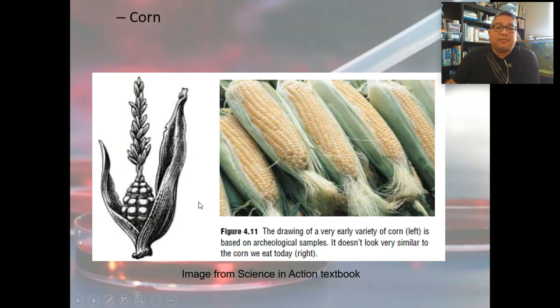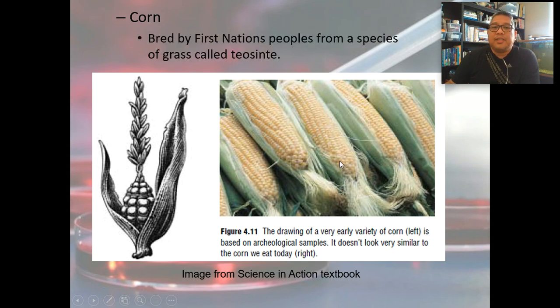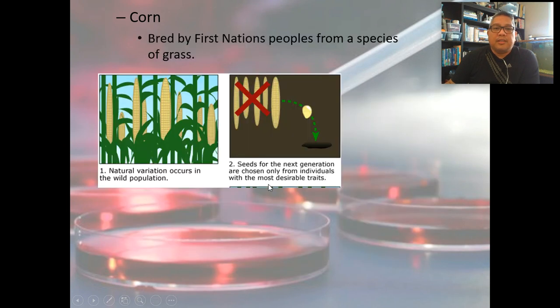Farmers, believe it or not, for corn, it looked like this at the beginning, with more skin covering instead of kernels. So what they did was, when they got a corn with a bigger husk, or corn with more kernels, they would use the seeds from that corn to eventually produce this. It was bred by First Nations people from a species of grass called teosinte. So corn is just an example here.